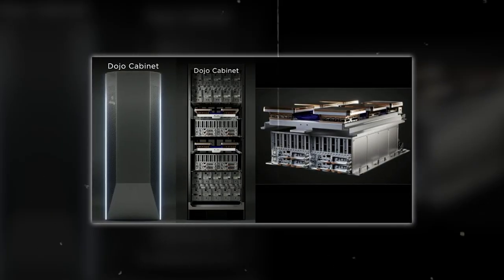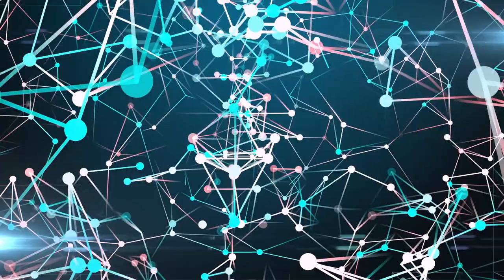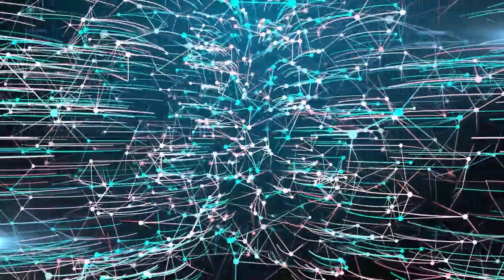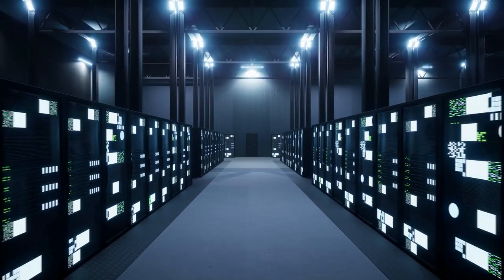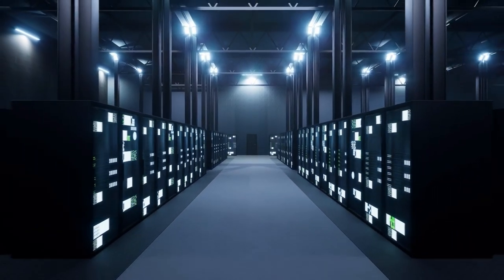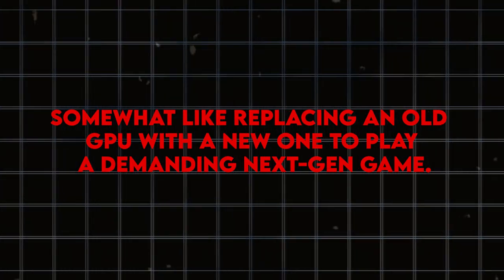One of the guiding principles behind the development of the Dojo was to create a scalable system so that as the AI models evolve in their complexity and need more resources, the Dojo infrastructure can just be scaled up instead of shifting to an entirely new accelerator and computing kit, somewhat like replacing an old GPU with a new one to play a demanding next-gen game.